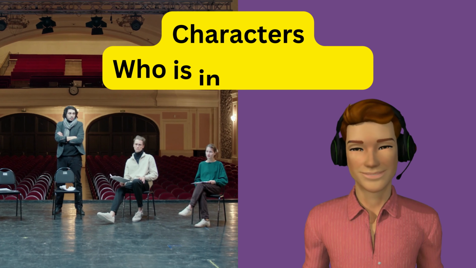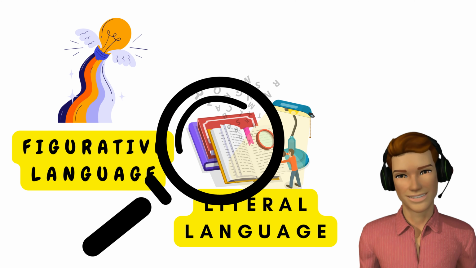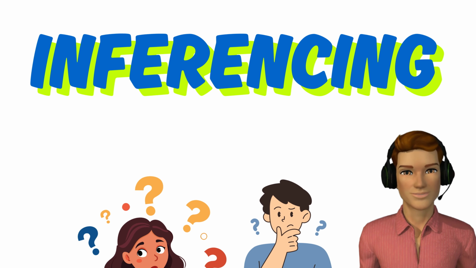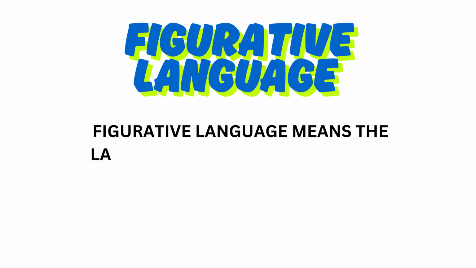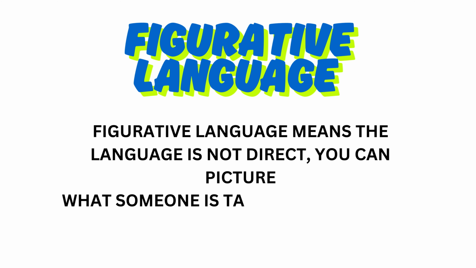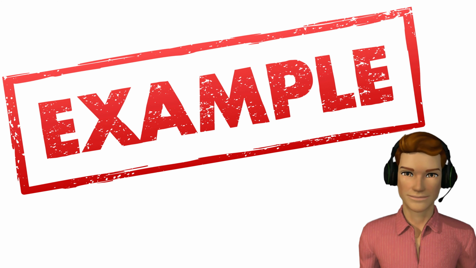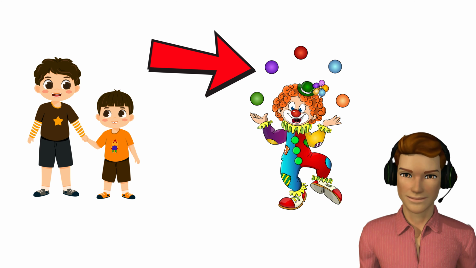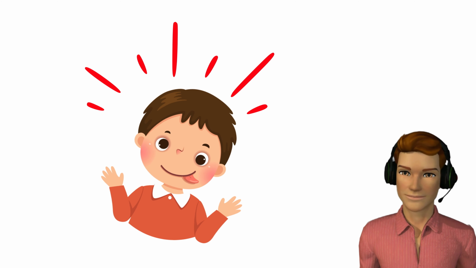First, we need to do some review so you can develop the characters. In our English video for Lesson 1, we learned about figurative and literal language, as well as drawing inferences from text. Figurative language means the language is not direct. You can picture what someone is talking about, but it doesn't necessarily match the words. For example, my brother is as silly as a clown. I know my brother isn't a clown, but he can be silly and funny like one.